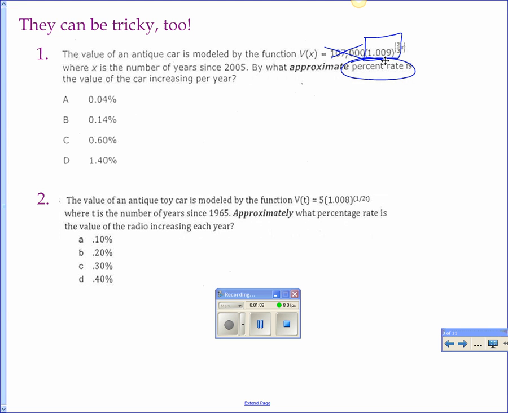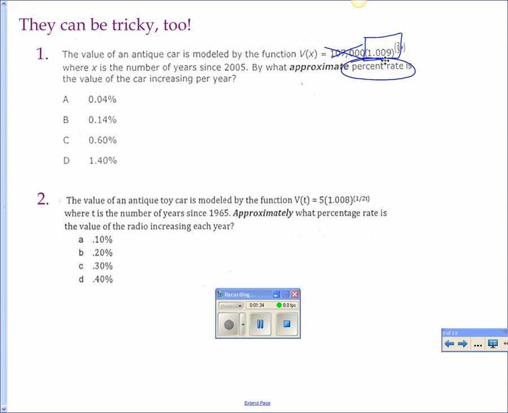So in your calculator, you're going to type in 1.009, caret key, and what goes up high? Do you see it? 2 divided by 3, and press enter.